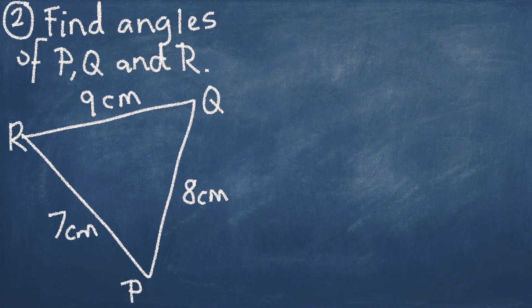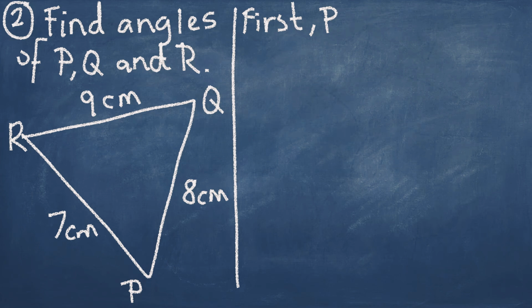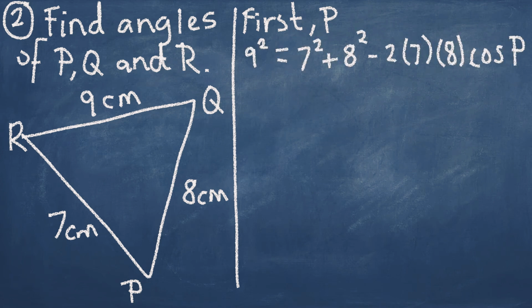This is a very easy question. Right, for the second example, we're going to find the angles P, Q and R one by one. If you look at the triangle, all the sides are given, there is no angle given. The first thing you need to find is angle P. Opposite to angle P is the 9, so you put 9 outside. So you put 9 square first, and then it equals 7 square plus 8 square minus 2 times 7 times 8 cos P.